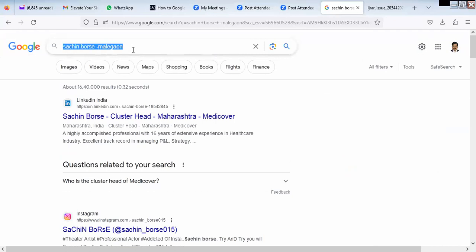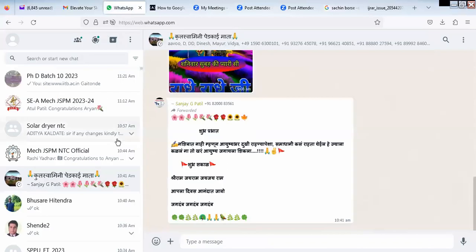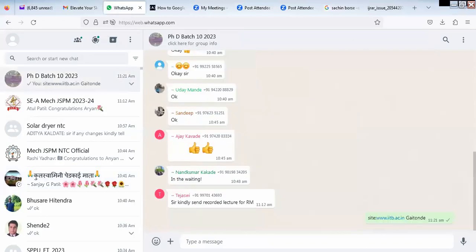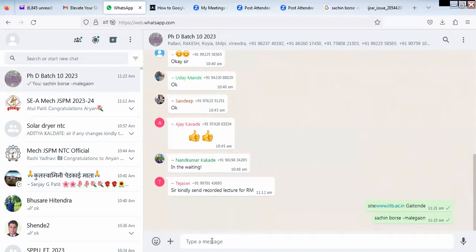Whatever you have to omit, you write after the minus, meaning we have to subtract it from the result. You have to subtract from the result. So this way we can subtract a particular person.